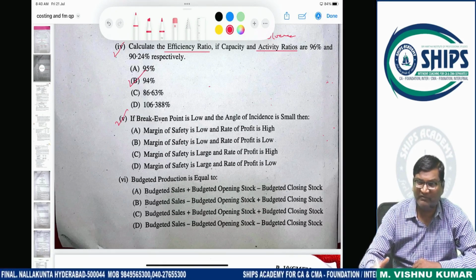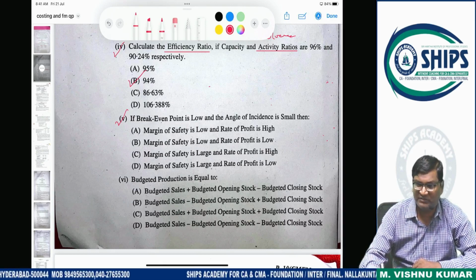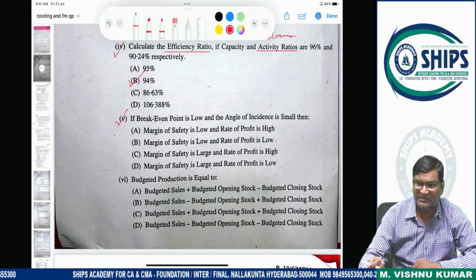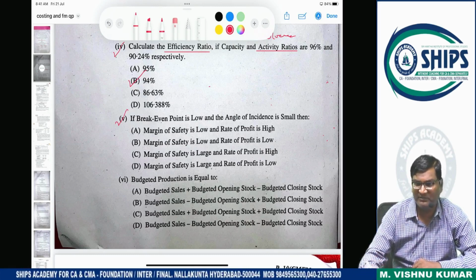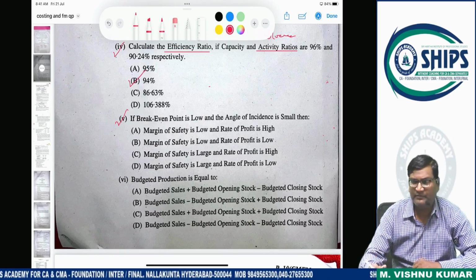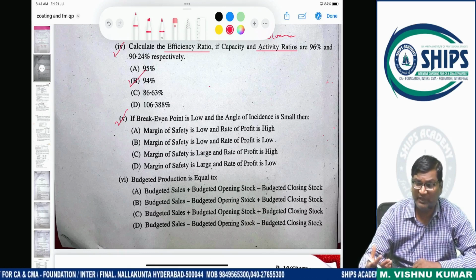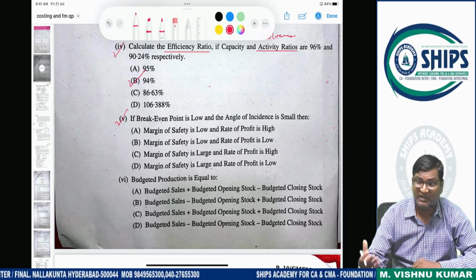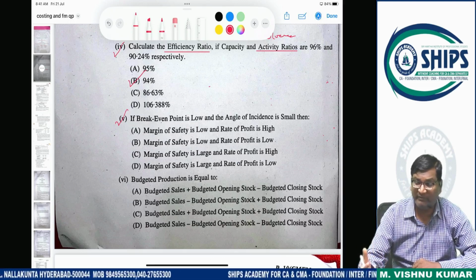Above the break-even point, one angle is created. That angle is called the angle of incidence. If the shape of that angle is big, it represents a high profit margin. If it is small or narrow, it represents a lower profit margin. Very simple. And total sales will be equal to your break-even sales plus margin of safety. This also you know. So if break-even sales is less, margin of safety will be more. If margin of safety is less, break-even point will be more.